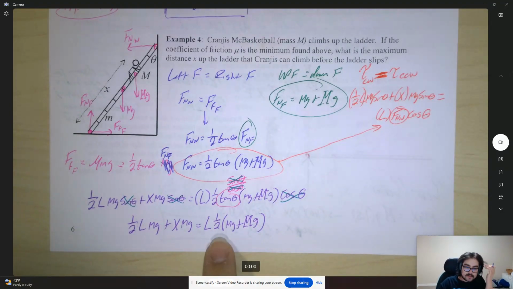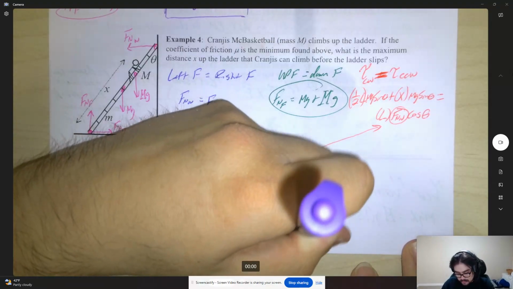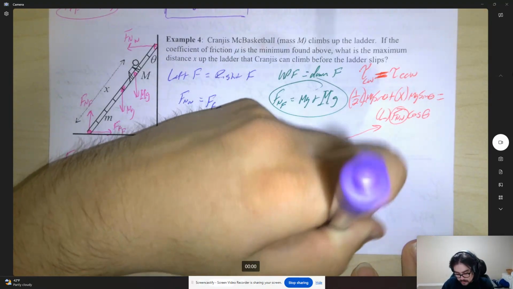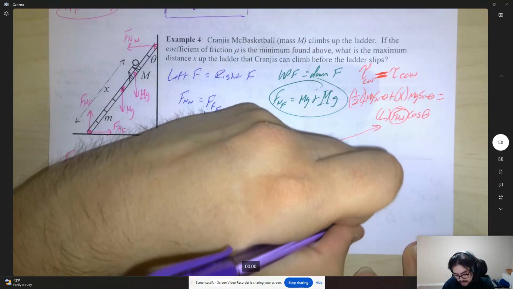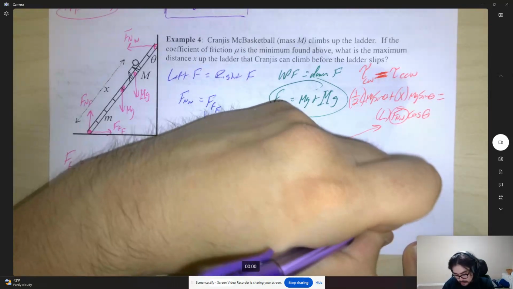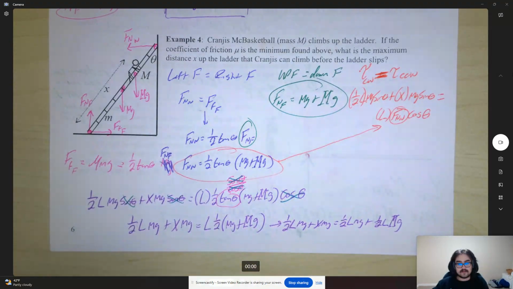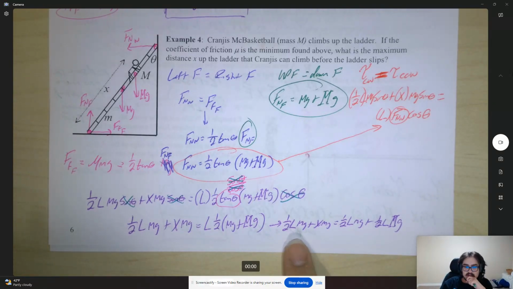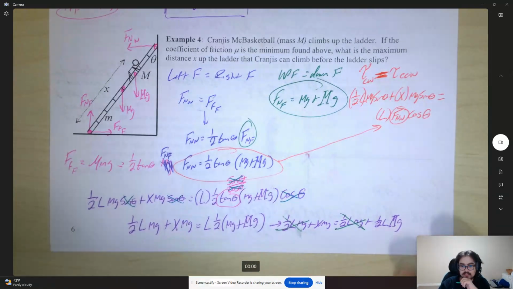And I need to distribute this part too, so this is going to be kind of a mess. So it's 1/2 L mg plus x mg equals 1/2 L little mg plus 1/2 L big M G. Oh, you're like, I'm tired, Mr. Mitchell. I want to go home. Yeah, me too. But if you take a look at this, you actually can cancel out a lot, because if you subtract 1/2 L mg from both sides, you can knock out this part. Boom, boom, done.